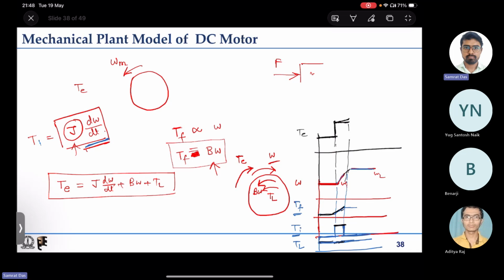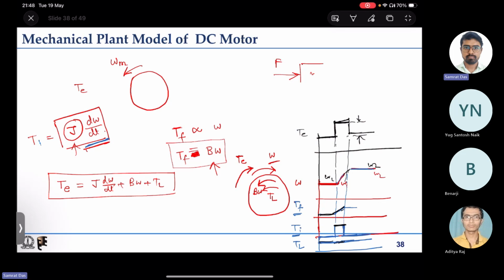And after that, what will happen? Whatever is the inertial torque component, the torque will come down by that value, and will continue to remain like this. So this is the kind of torque that will be required to change the motor speed from initial speed omega 1 to omega 2, right?